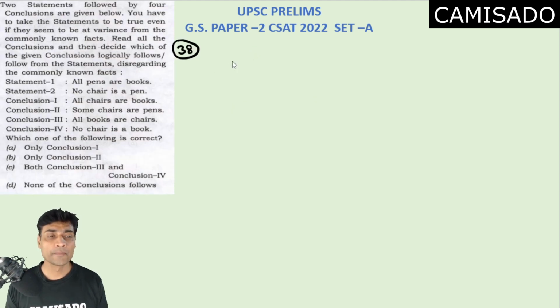Now next, two statements again, it's a data sufficiency style question. Statement number 1: all pens are books. So if this is pen and we take a bigger set of books, all pens are books. Statement number 2: no chair is pen. So chair is something outside here. It's a Venn diagram question.